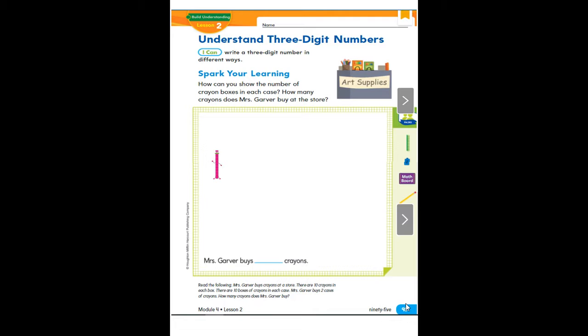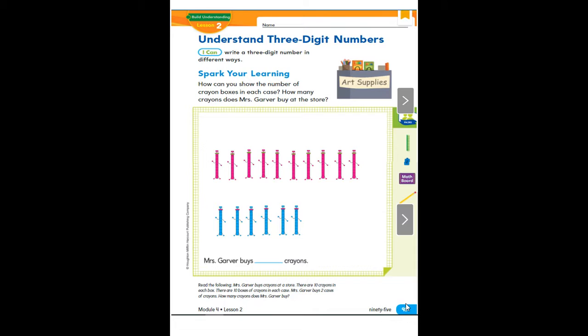So we know that she bought 2 cases. Each case has 10 boxes. So let's start off with our first 10. 1, 2, 3, 4, 5, 6, 7, 8, 9, 10. Okay, that's our first case. Our next case will have 10 more of these. 1, 2, 3, 4, 5, 6, 7, 8, 9, 10. Okay, you can pause the video so you have time to get those all done. You can just draw a line for each 10 if you would like, if that's easier.